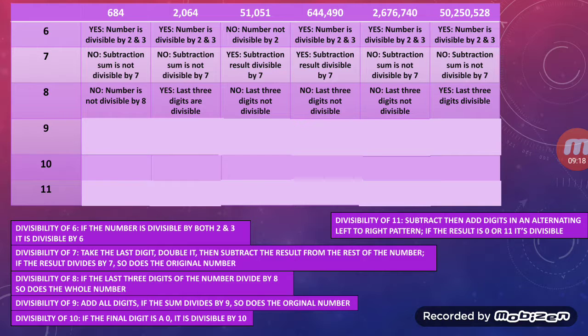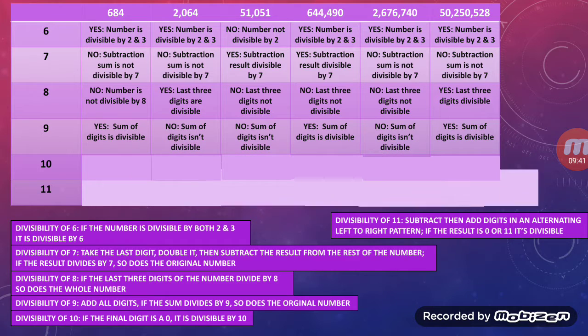Now, the divisibility of 9 rule actually follows the same concept as the divisibility of 3 rule. For 9, you'll add all of the digits, and if the sum divides by 9, the original number will divide as well. So, almost exactly like number 3. You'll take all of the numbers, you'll add their digits together, and if that sum total divides by 9, then you have your divisibility of 9.